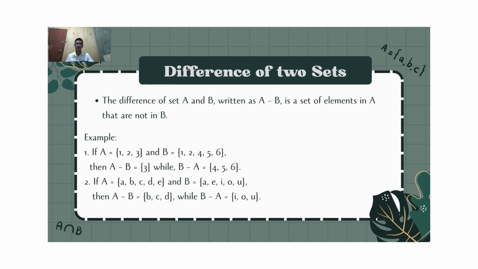Second example, if A is equal to A, B, C, D, E, and B is equal to A, E, I, O, U, then A minus B, or A difference B, is equal to B, C, D. Because B, C, D is not in set B, since A, E, I, O, U are the elements contained in B. So the difference is B, C, D. While B minus A, or B difference A, is equal to I, O, U. So that's the difference.